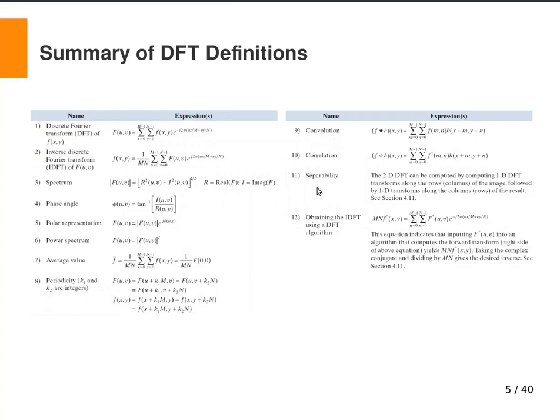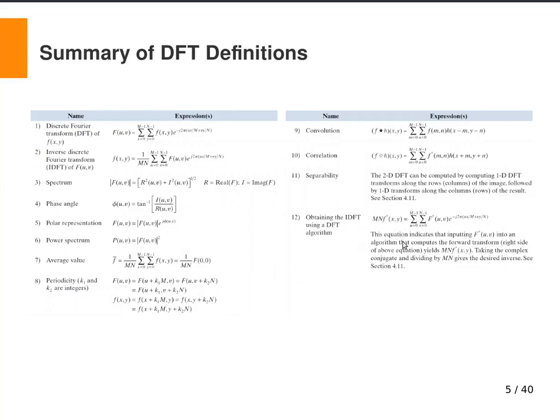We also talked a little bit about the fact that the 2D DFT kernels are separable, so that basically means that we can perform the 2D DFT by two one-dimensional DFTs, one along the rows or columns and the other one along columns or rows. And then finally we saw how we can obtain the inverse discrete Fourier transform using the algorithm that we had for the forward discrete Fourier transform.